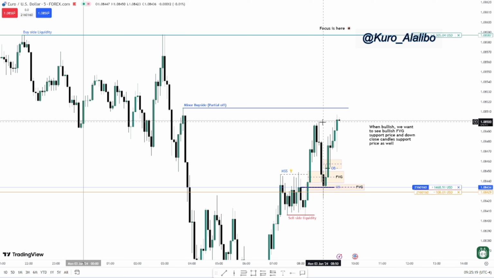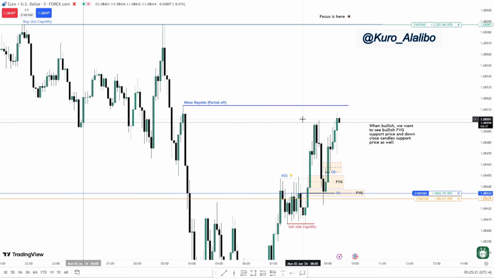So see how price trades above this high. I like the fact that it's closed above it. That signifies to me, when I see this, I know now that this is a reachable target.